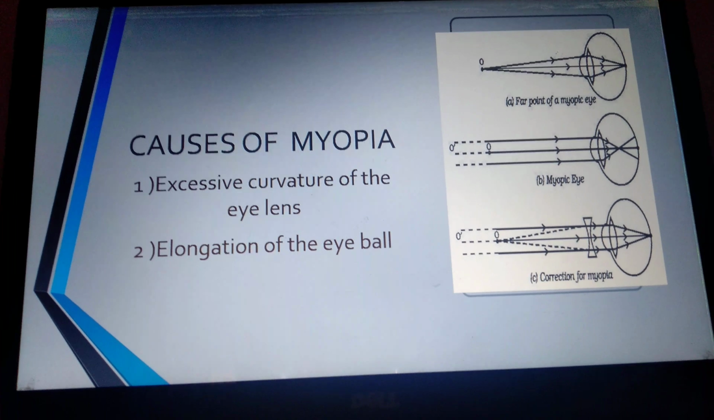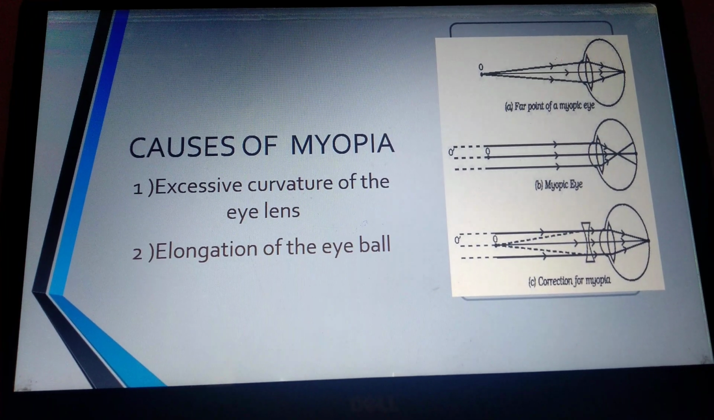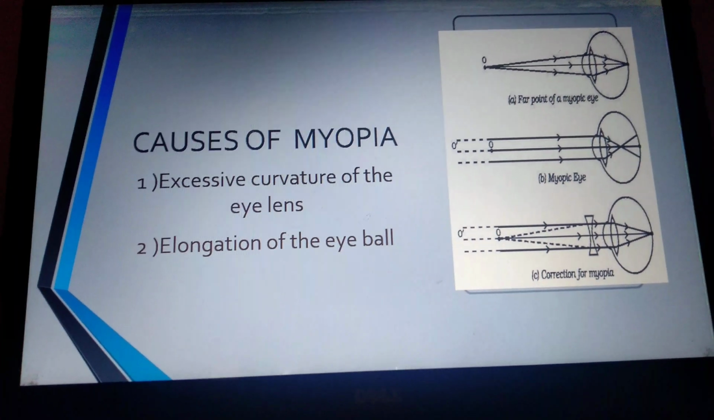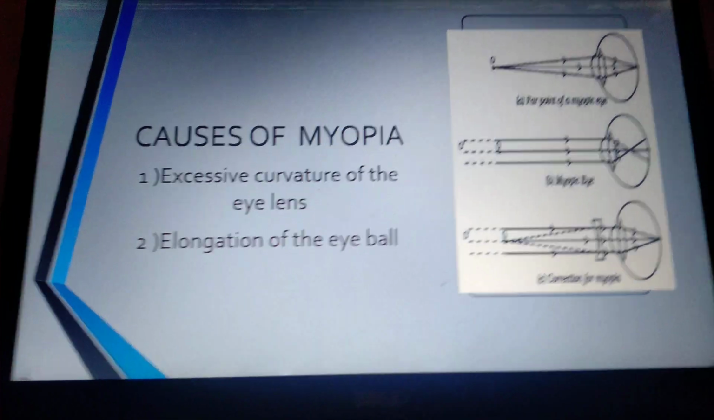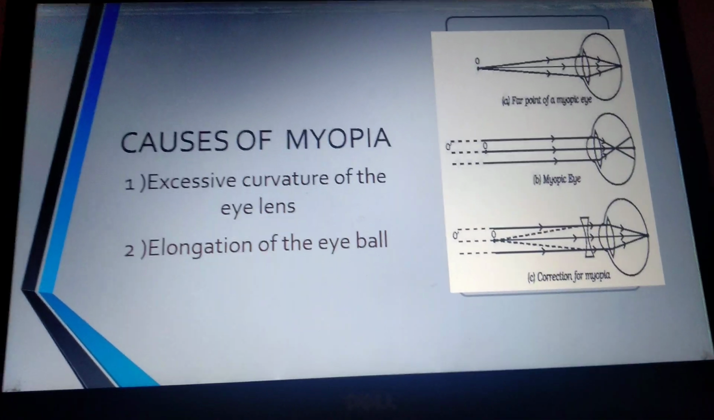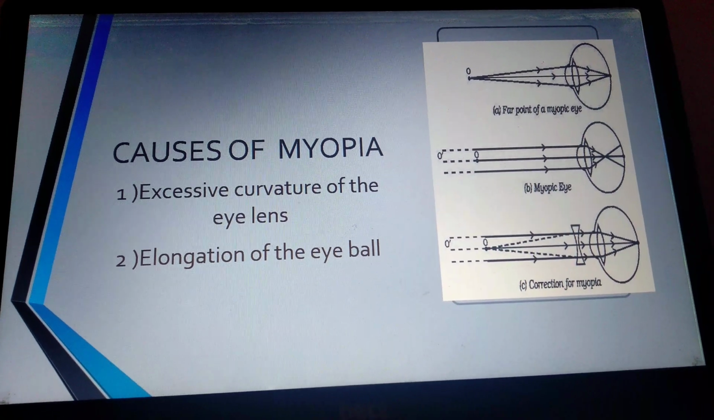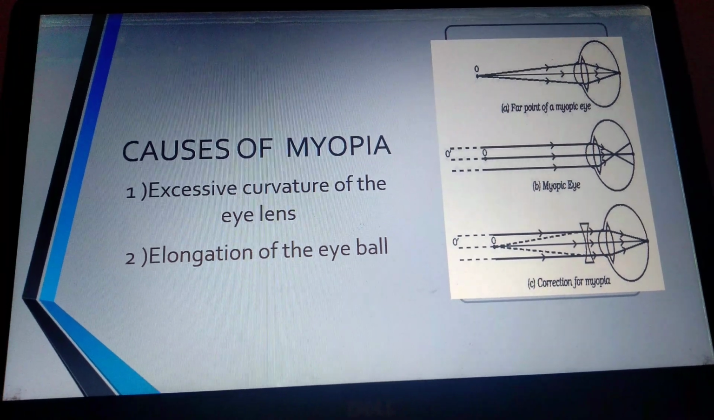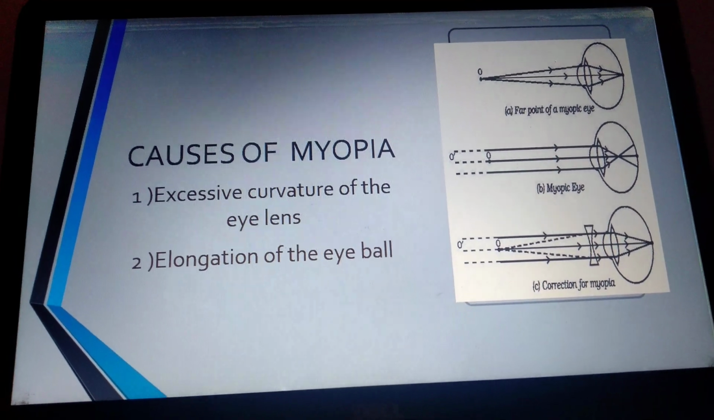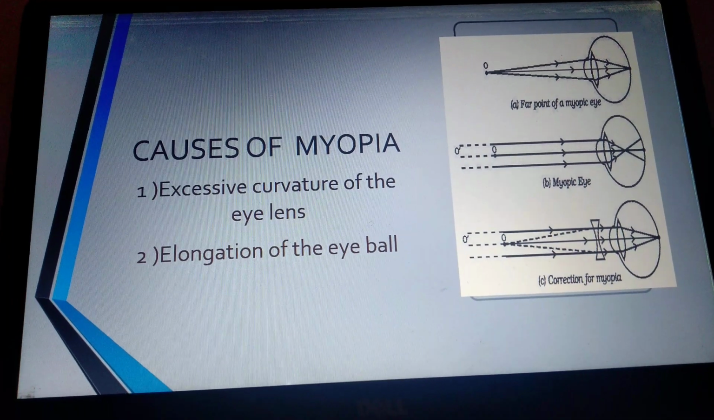Say for example, you have a normal eye, so the image would be formed exactly on the retina. But say the eyeball is elongated to a great extent, then the image would be formed in front of the retina. Because the eyeball is elongated a lot, the image would be formed in front of the retina rather than on it. So these are the two causes. The first one is excessive curvature of the eye lens, and the second one is elongation of the eyeball.